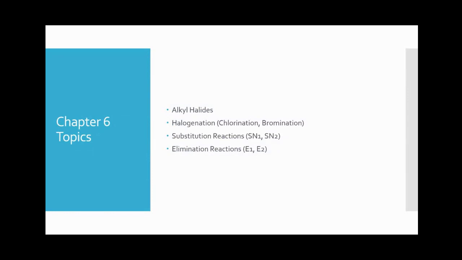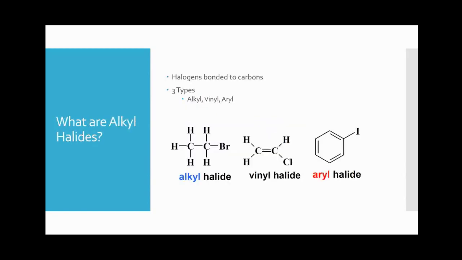All right, so Exam 2 covers chapters 6 and 7. Chapter 6 talks about alkyl halides, halogenation, substitution, and elimination reactions. Alkyl halides are essentially just halogens bonded to hydrocarbons.